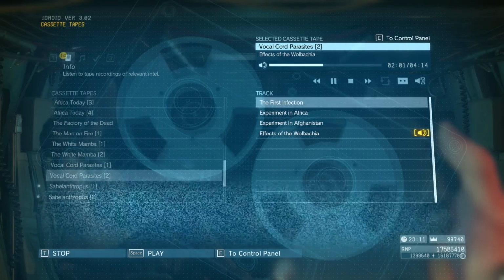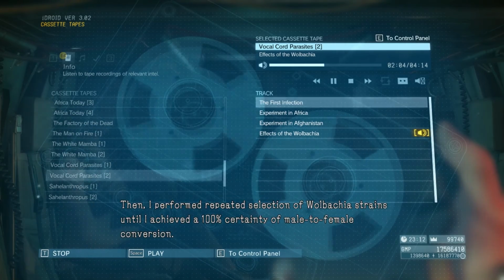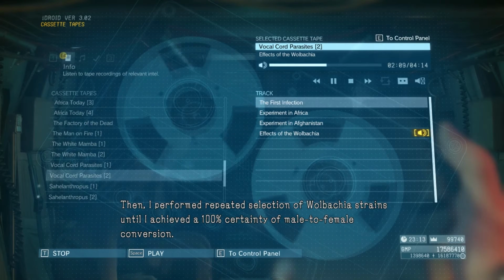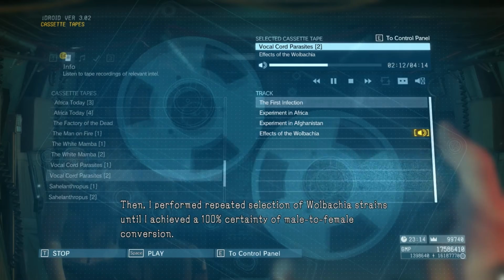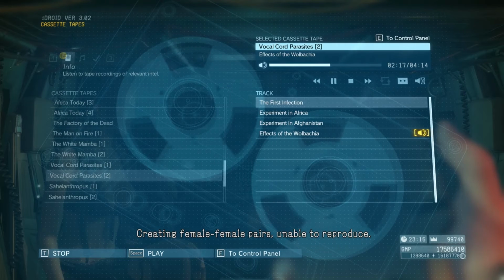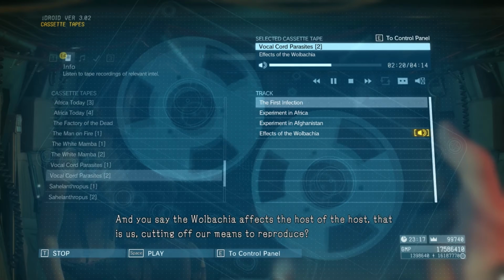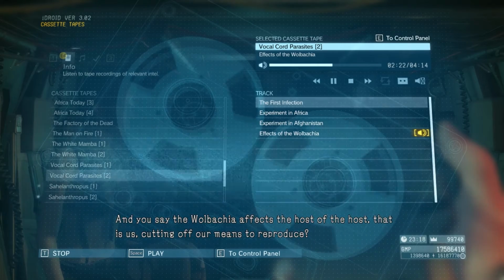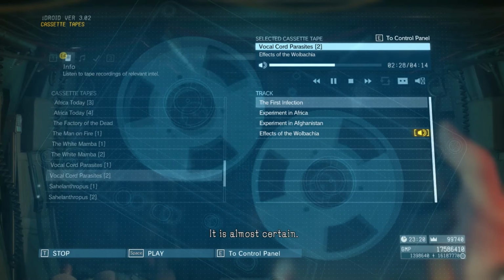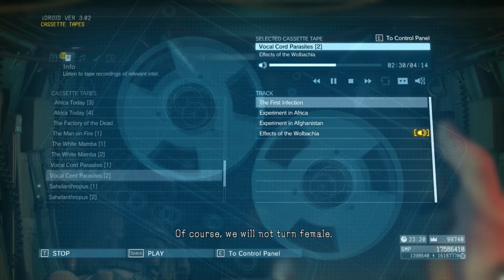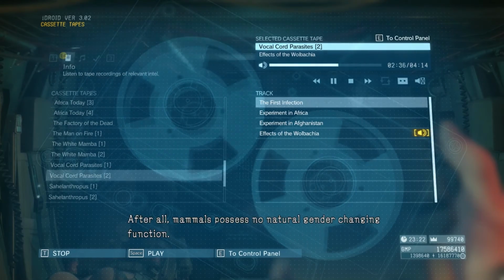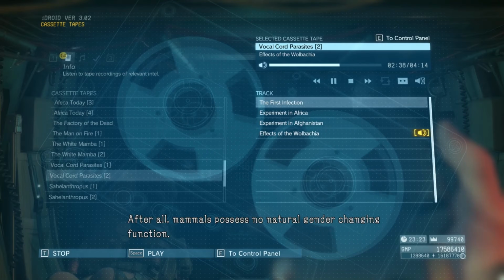Just as you said. Then, I performed repeated selection of Wolbachia strains until I achieved 100% certainty of male-to-female conversion. Creating female-female pairs, unable to reproduce. And you say the Wolbachia affects the host of the host, that is, us, cutting off our means to reproduce? It is almost certain. Of course, we will not turn female. After all, mammals possess no natural gender-changing function.